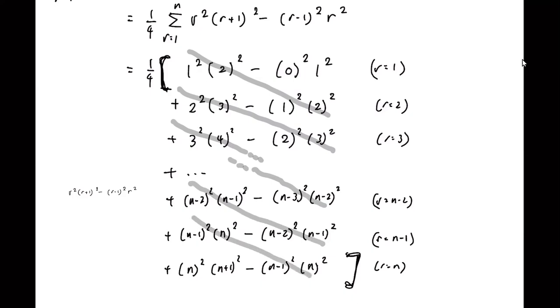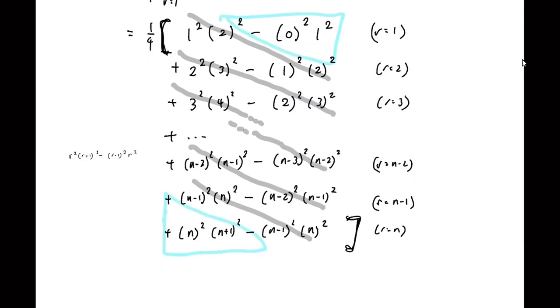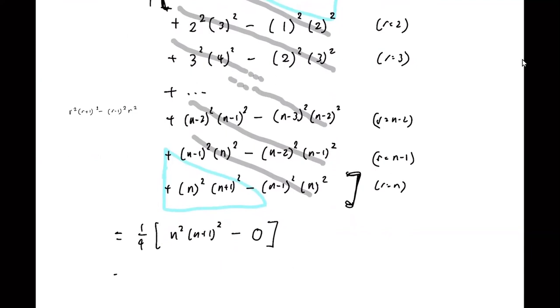Finally, you're left with the top half and the bottom half. You are left with 1/4 multiplied by n squared times (n plus 1) squared, minus 0 squared, which is just 0. 0 times anything is 0. So minus 0. So this means that you have this formula now: n squared times (n plus 1) squared, all divided by 4. That's the simplified formula. Shown.